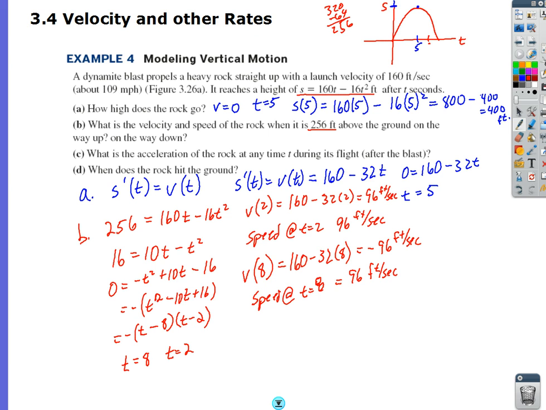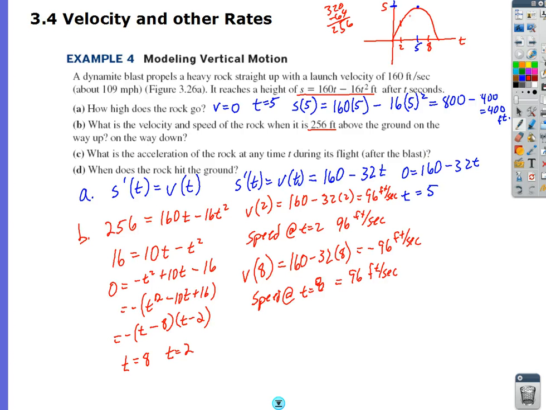When t equals 8, I'm falling down. My rock is falling down. So this is actually telling me, hey, velocity is negative. That means I'm falling down. Over here, it's telling me my velocity is positive, so that's over here at 2. Hey, look, I'm going up. That's interesting too.